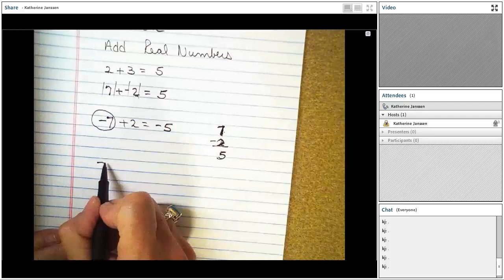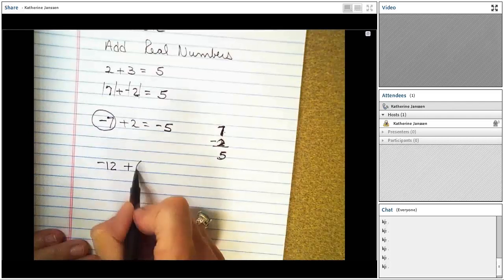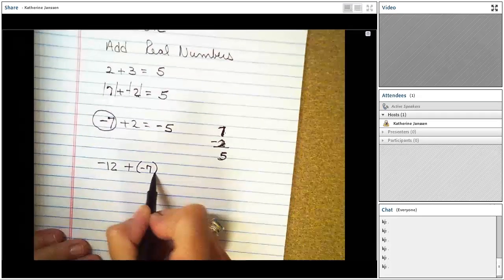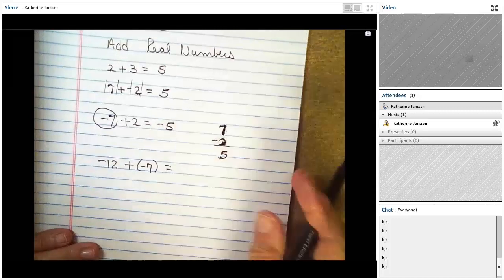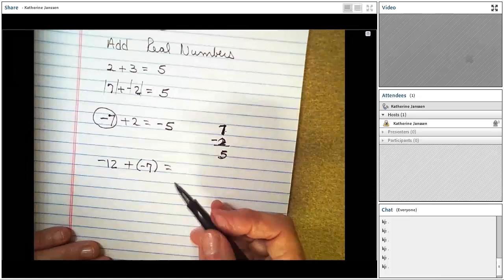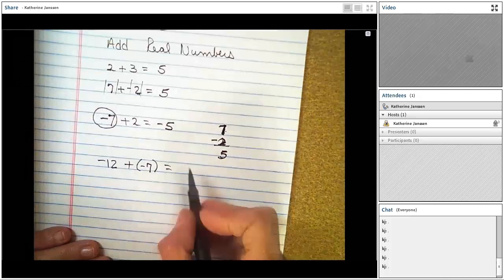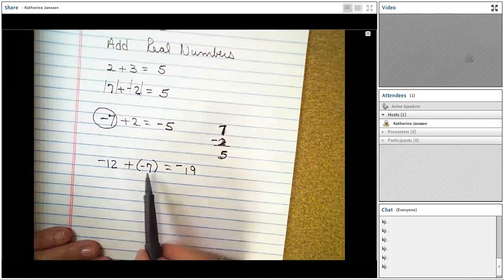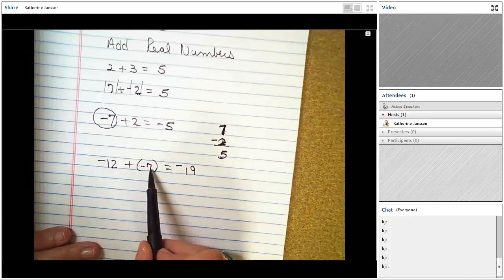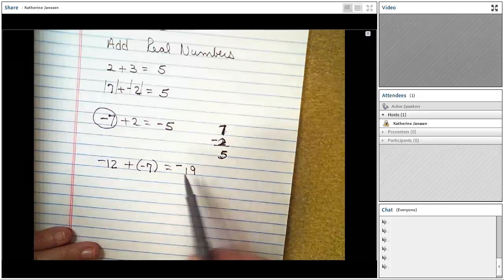So my answer is negative 5. I have a negative 12 plus a negative 7. If I have a negative number plus another negative number, my number remains negative, and 12 plus 7 is 19, but it's going to be negative. I just made negative 12 more negative by adding some more negative value to it, so my answer stays negative.